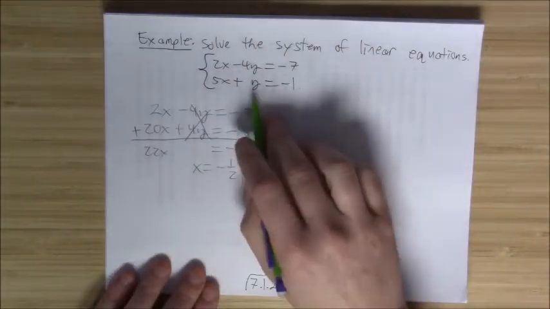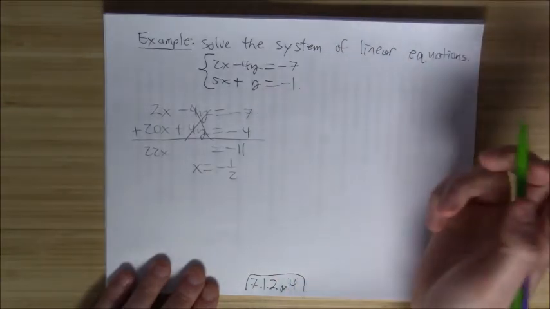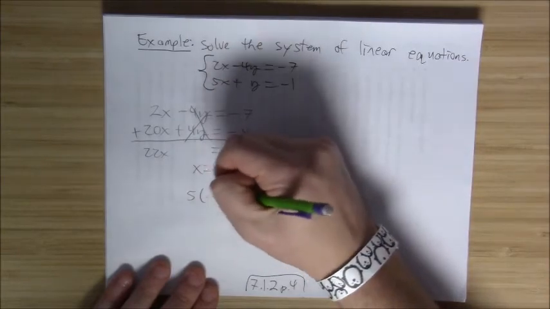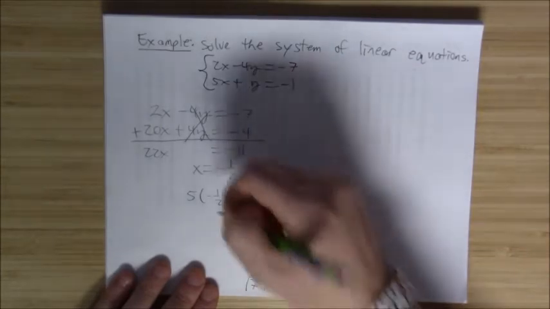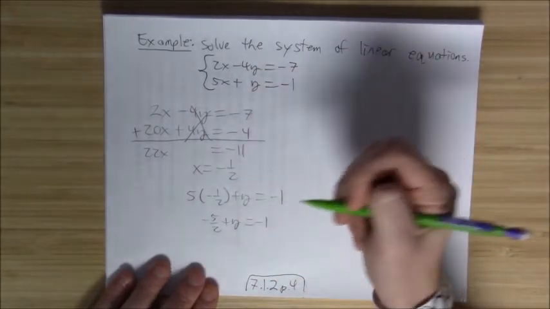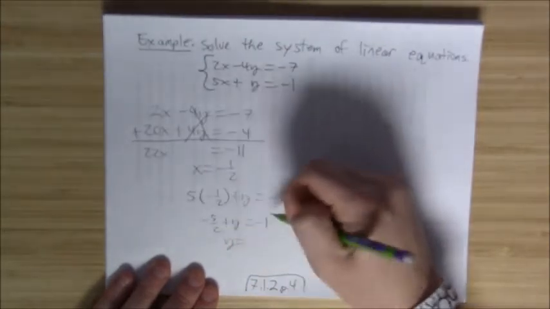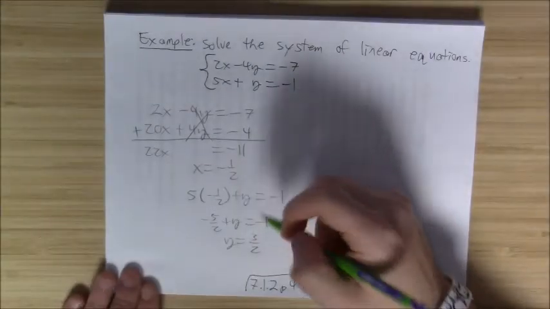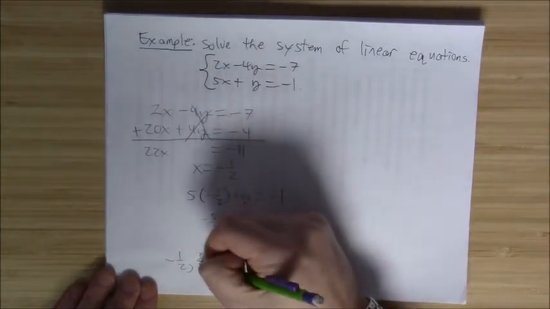Now I can go back and substitute into either of the two equations. The second equation looks a little bit simpler to solve, so I'm going to substitute in there. So I have 5 times negative 1/2 plus y equals negative 1. That is negative 5/2 plus y equals negative 1, which gives me that y is equal to negative 1 plus 5/2, which is going to be positive 3/2. Namely, my solution should be the ordered pair negative 1/2, 3/2.